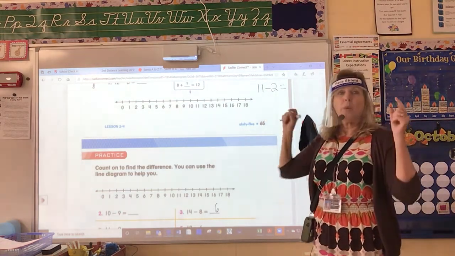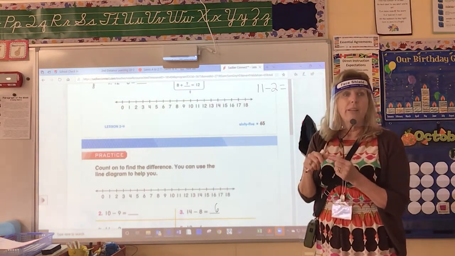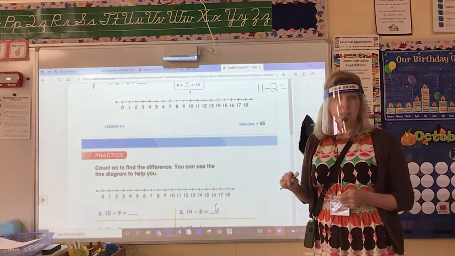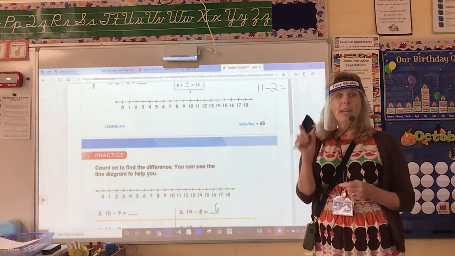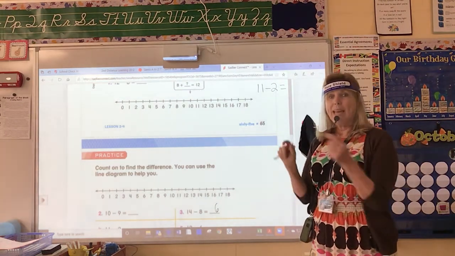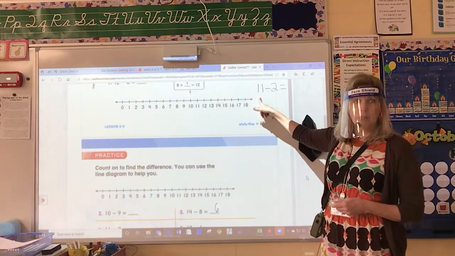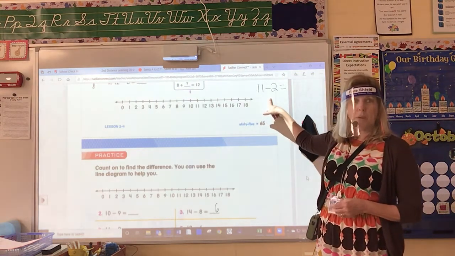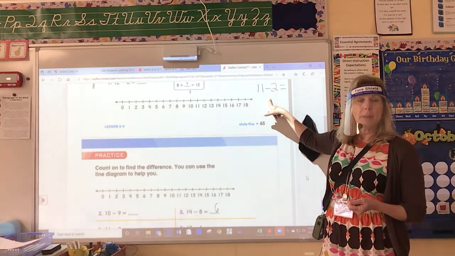So remember, we're counting on to find the difference. So when we count on, remember we talked about it, that we're adding. So would we add to our whole to get the answer, or would we add to our part to get to the answer, to get to the difference?